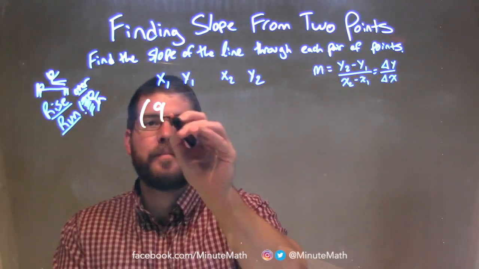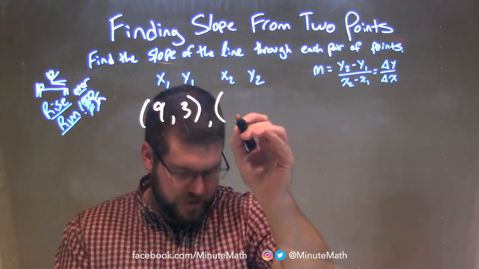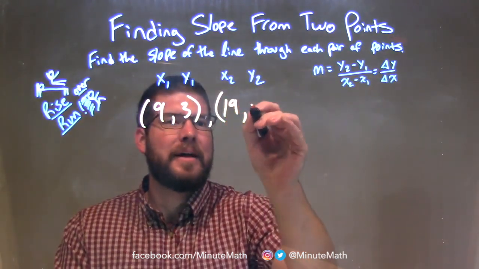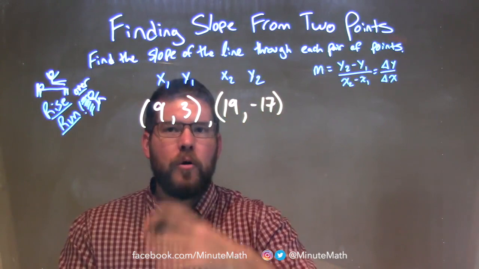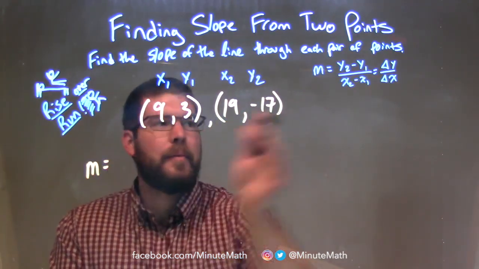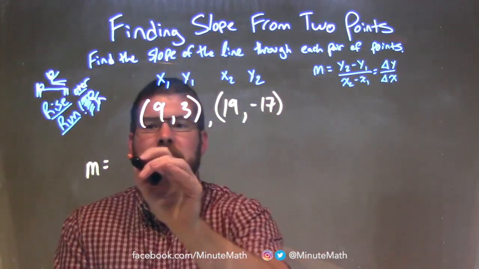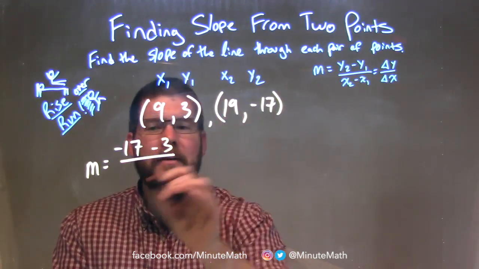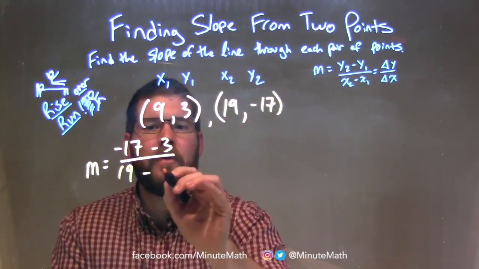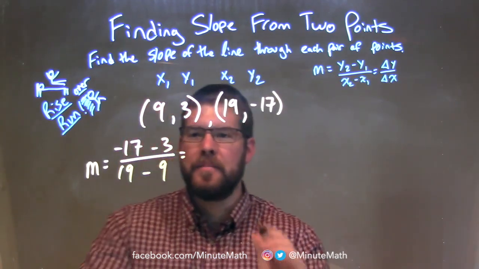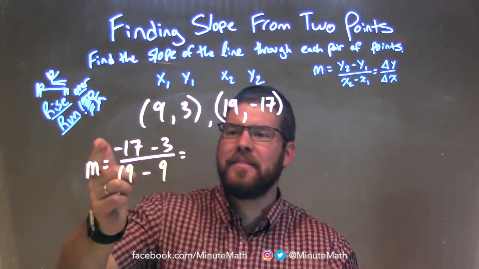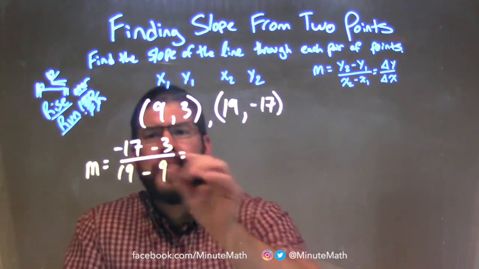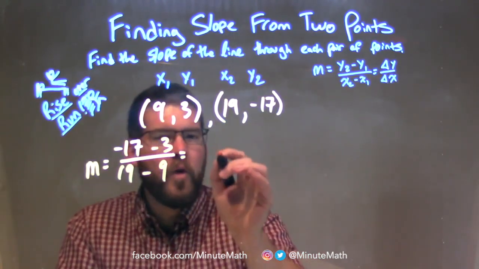9, comma 3. My second point is 19, comma, negative 17. So if I'm going to find the slope, I'm going to apply my slope formula. My y2, negative 17, minus my y1, which is 3, over x2, 19, minus x1, which is just 9. Okay, so we have negative 17 minus 3. Well, negative 17 minus 3, hopefully you can see that.